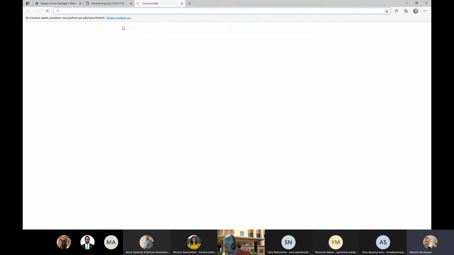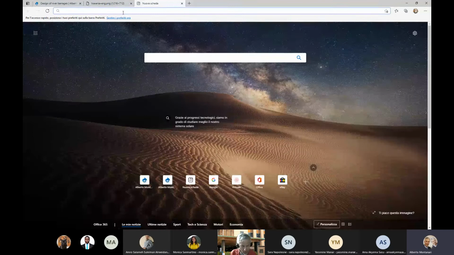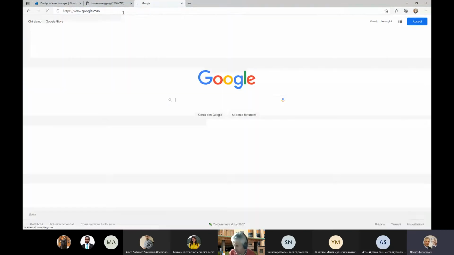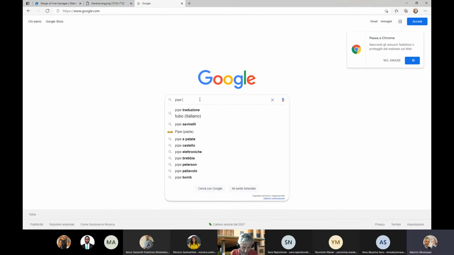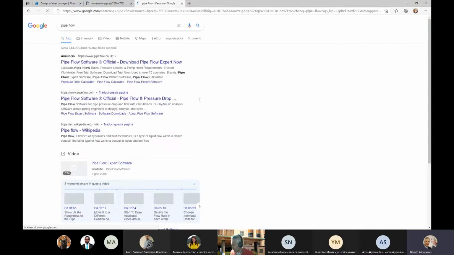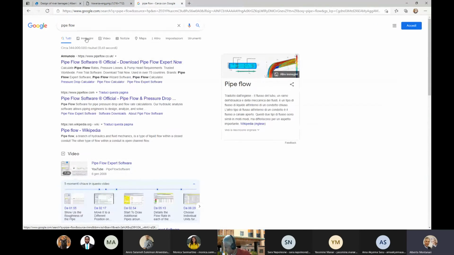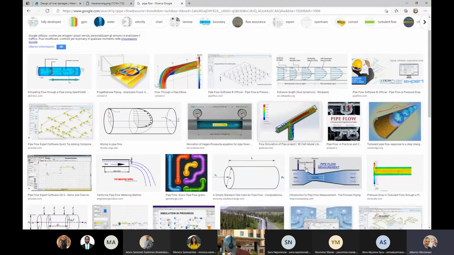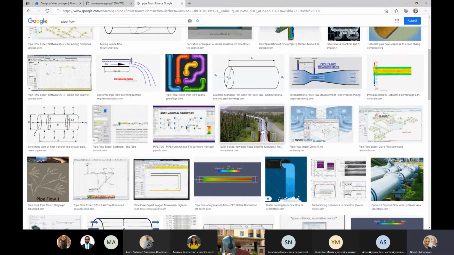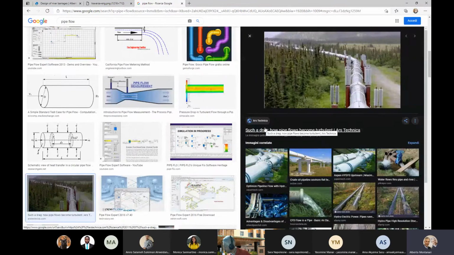I could avoid closing Google. Just one second. Okay, pipe flow. And let's look at the images, of course. Let's see if there is something nice here. And these are all sketches.